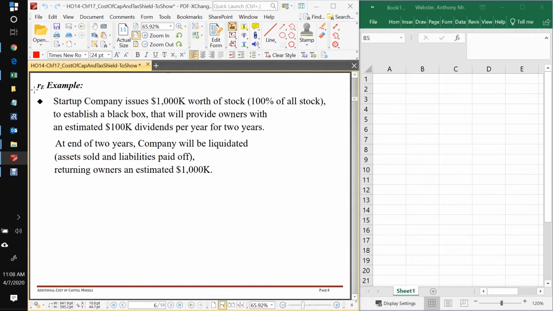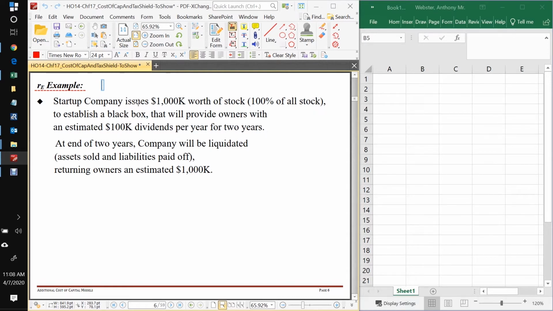So let's think of how this could work in the case of equity capital. So I'm going to do a simple, unusual example, but it is nonetheless a realistic example for what are called special purpose entities. So here's how it works. Let's say we have a startup company that wants to issue $1 million or 1,000K worth of stock, and that's going to be all the stock for the entity.